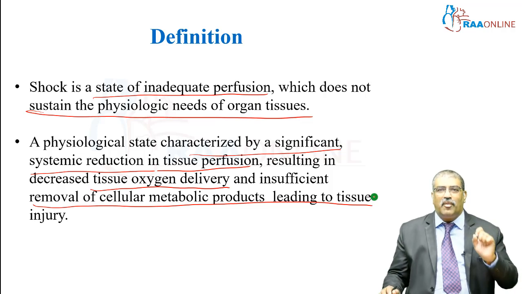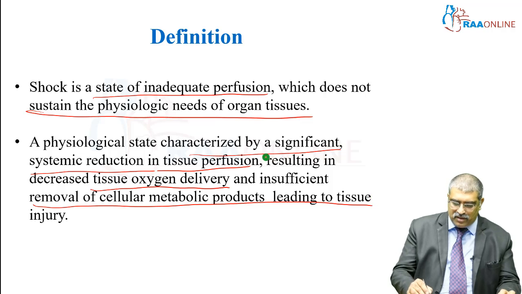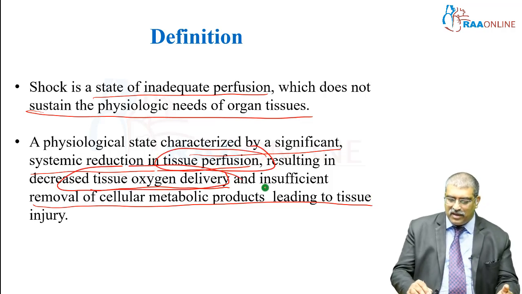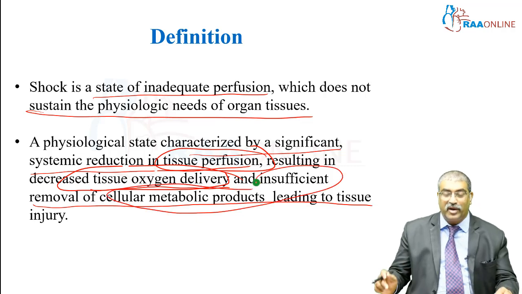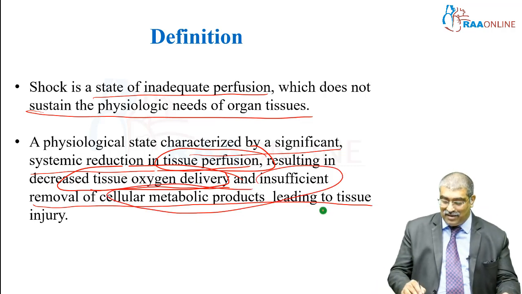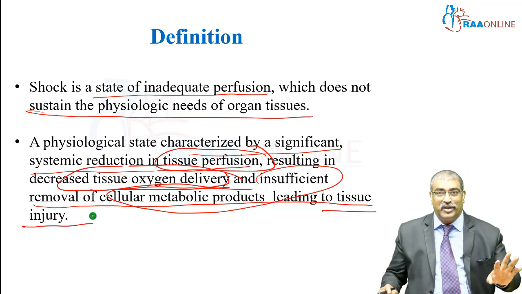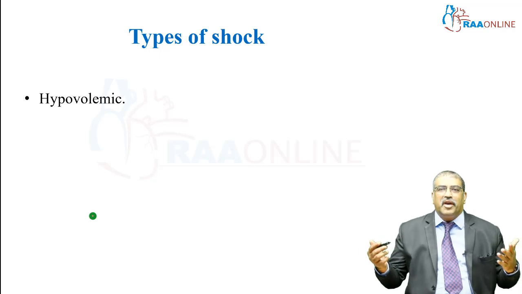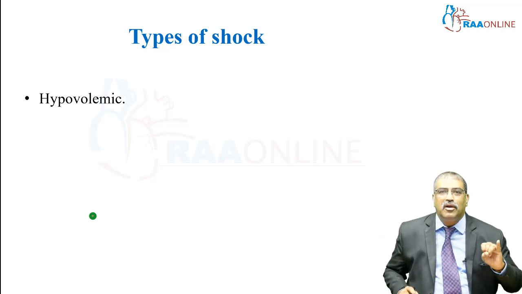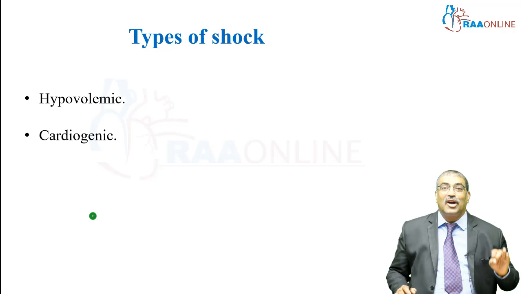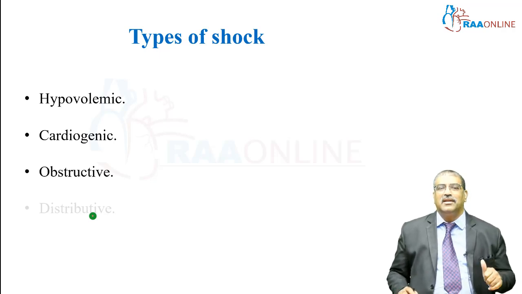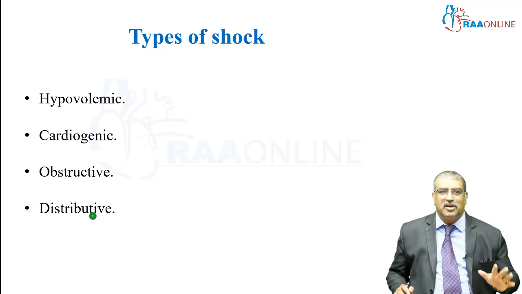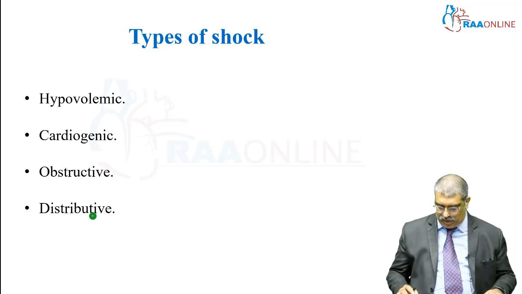Here, certain components are very important. Reduction in tissue perfusion, reduction in tissue oxygen delivery, insufficient removal of metabolic products, and finally, organ injury. These are all the various components of shock. So, what are the various types of shock? You have hypovolemic shock, cardiogenic shock, obstructive shock, and distributive shock. These are the 4 types of shock.